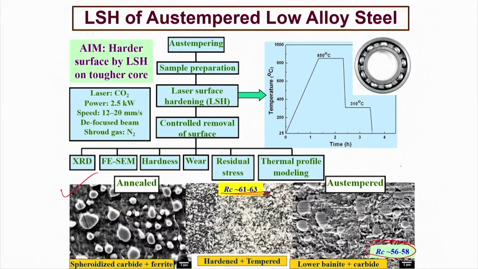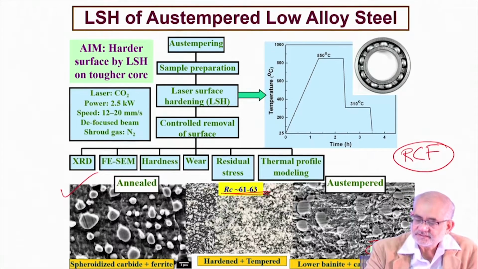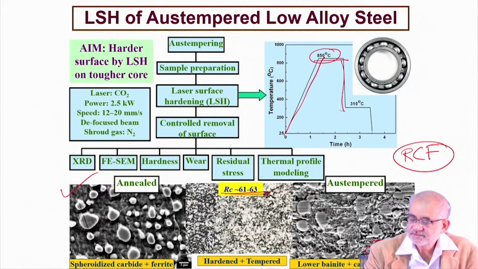And a property which is very important for all rotating parts, called rolling contact fatigue, is significantly improved if we can create a microstructure which is bainitic instead of hardened and tempered. So this is the kind of typical hardening cycle one follows. 850 would be the austenitizing temperature. You quench, and then reheat, and then you do tempering at about 300 degrees centigrade. So you get a hardened and tempered structure.